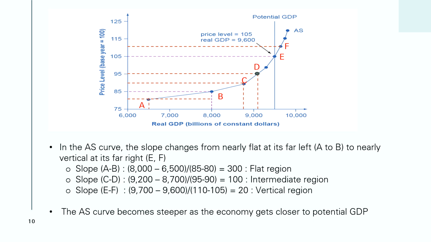In the near vertical region from point E to point F, the economy is close to full capacity. Workers, machines, and factories are almost fully utilized. Even if prices rise, firms cannot meaningfully increase production. That's why the curve becomes almost vertical. Output barely responds to price changes, like a 20 GDP.